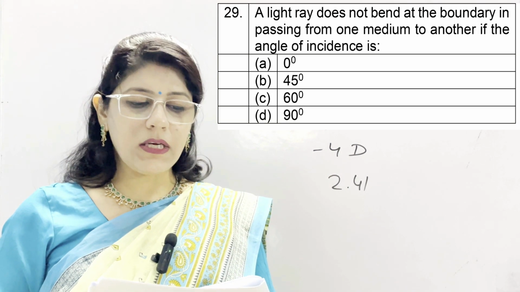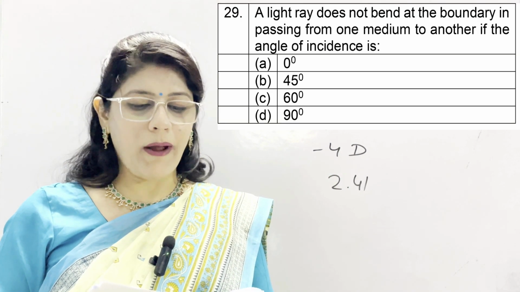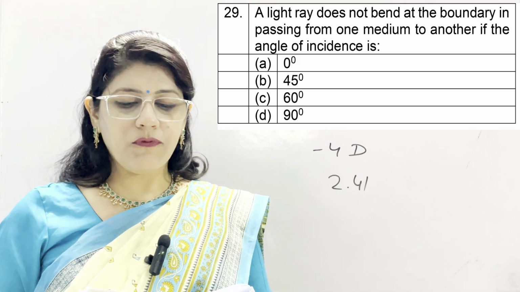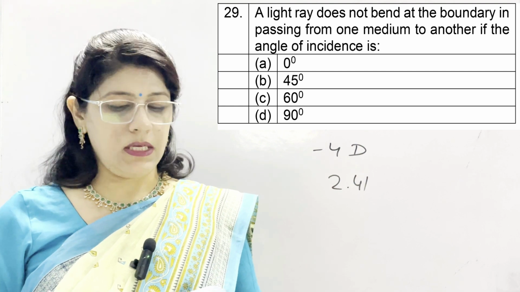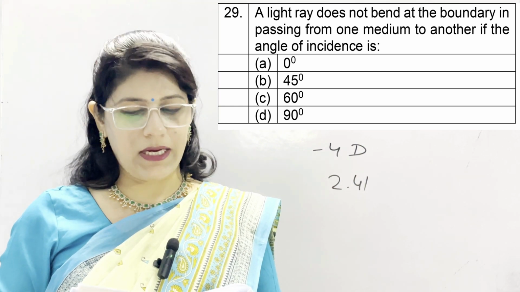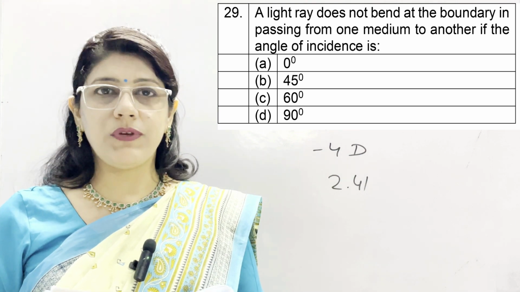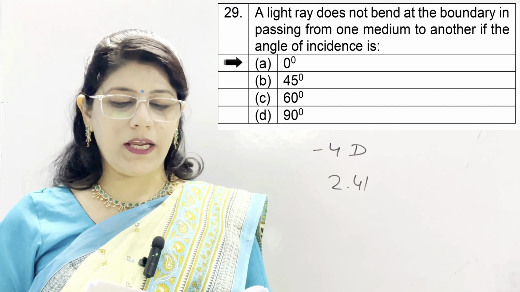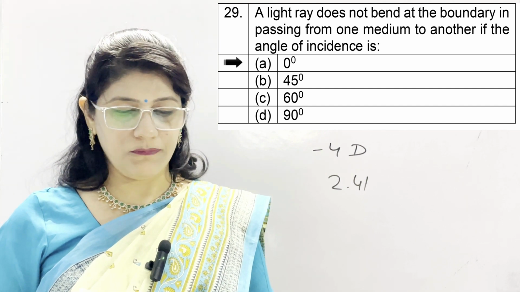In question number 29, a light ray does not bend at the boundary in passing from one medium to another if the angle of incidence is: A option is 0 degree, B is 45, C is 60 and D is 90 degree. We know the angle of incidence is 0 degree, because only then there is no change in the direction of light after reflection.